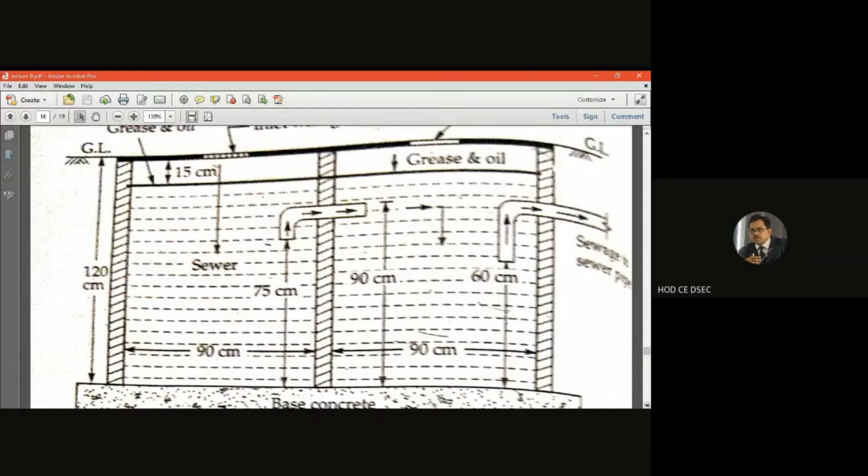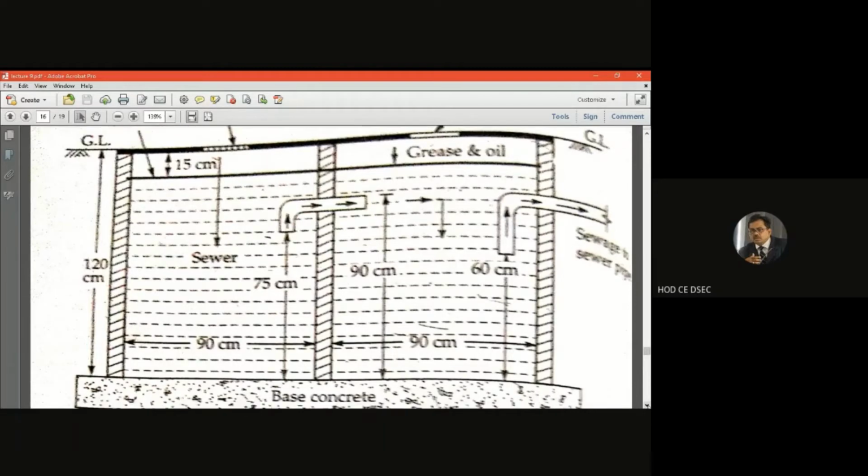The traps should be cleaned periodically, otherwise they would not function properly and sewage will not flow properly, because the accumulation of the grease and oils will be done here. So time to time, the cleaning process also has to be done in the grease and oil trap. So these are all about the sewer appurtenances, my dear students.